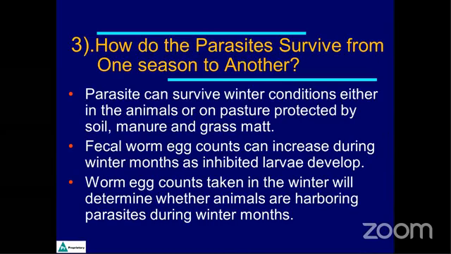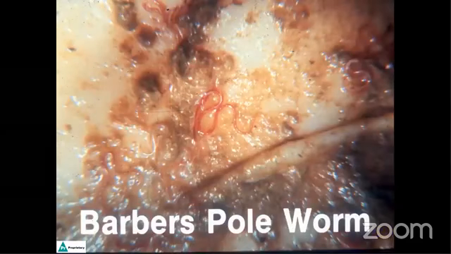So again, I mentioned that from season to season, the infective larva is the one that survives the winter. So they survive the winter, are available on the spring pasture, and the whole cycle starts over again. And I'll show you some graphics. This is the barber pole worm. Anybody that's raised sheep and goats will know what this looks like.